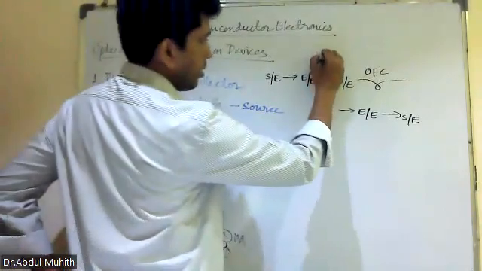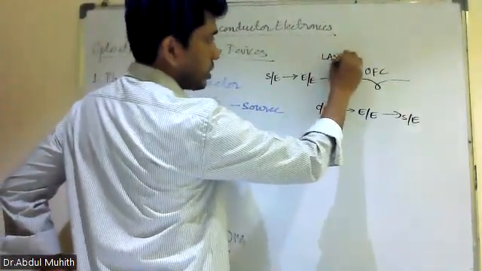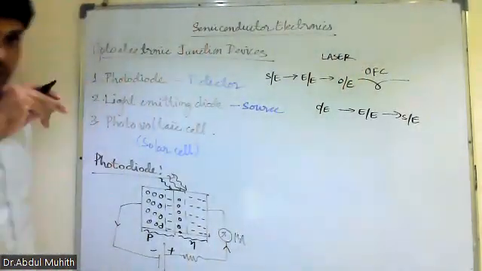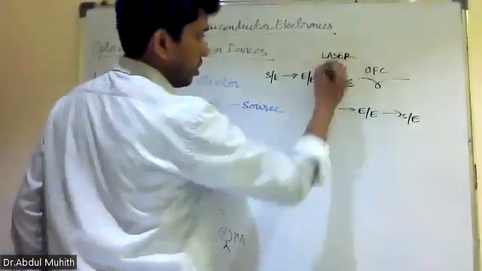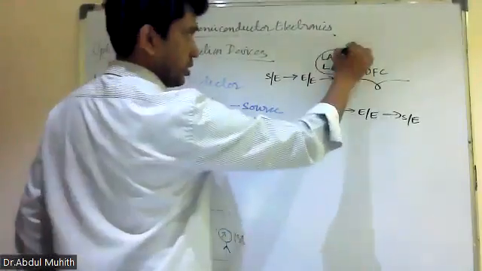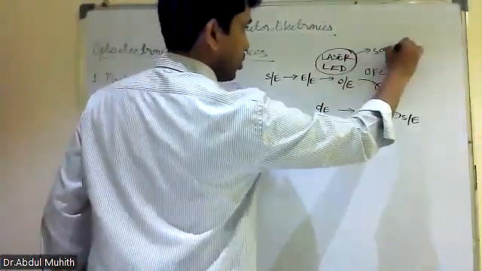So here we can write laser light. We can use an injection laser, a laser in the optical fiber, or we can use an LED, light emitting diode. Here, this is the source. These two are sources for optical fiber communication.